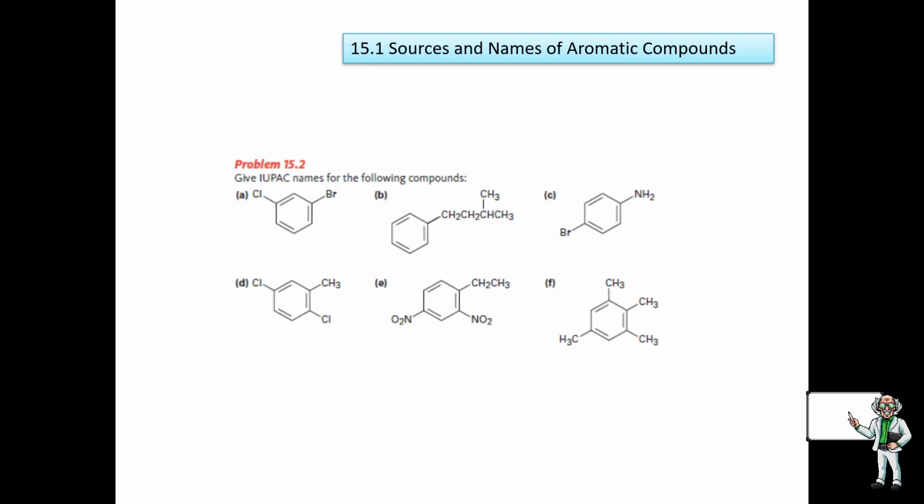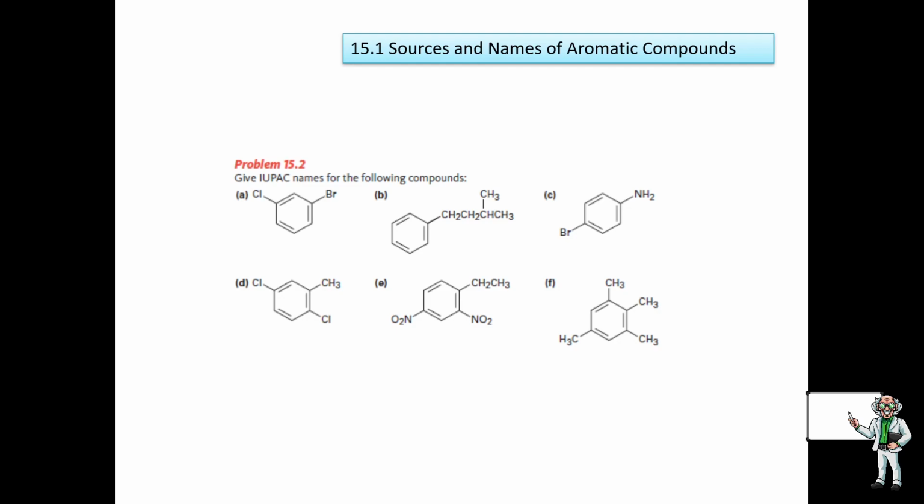Okay, problem 15.2. Give the IUPAC name for the following compounds. Well, the first is bromochloro, which is meta-bromochlorobenzene. Why did I put bromo before chloro? Because remember, all the substituents are always listed in alphabetical order. In the case of B, we have 1, 2, 3, 4.